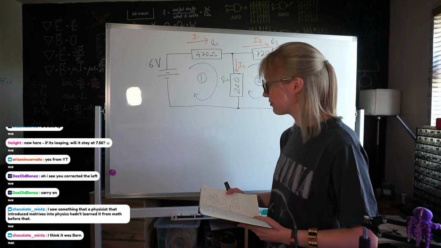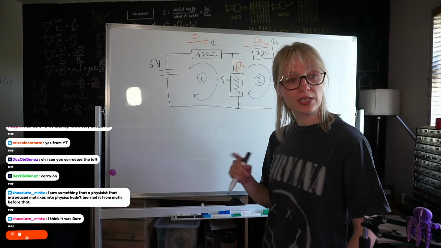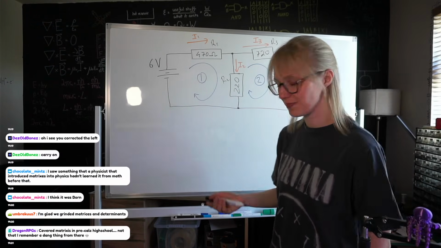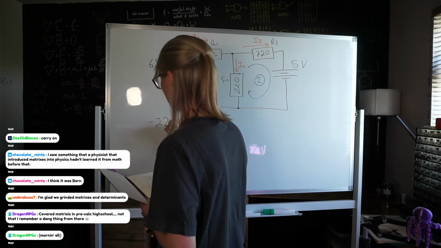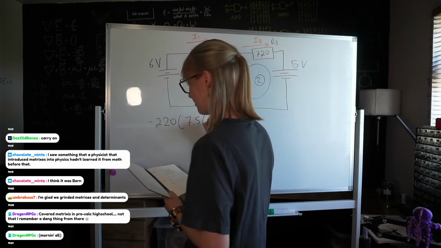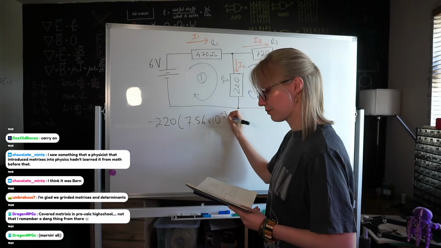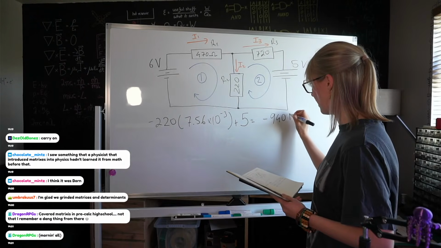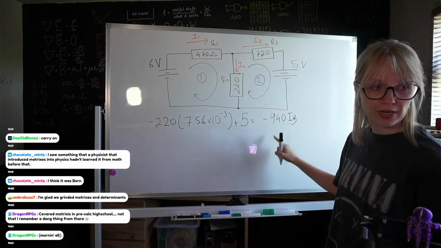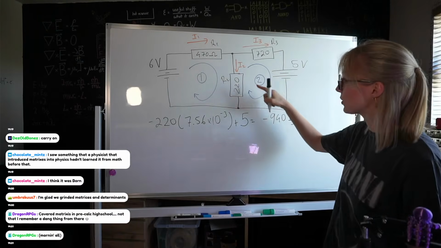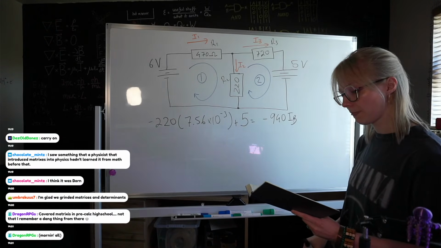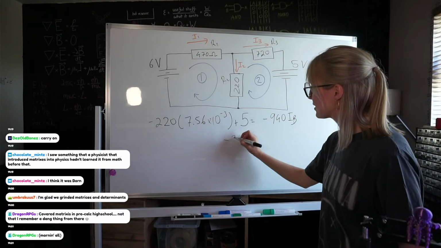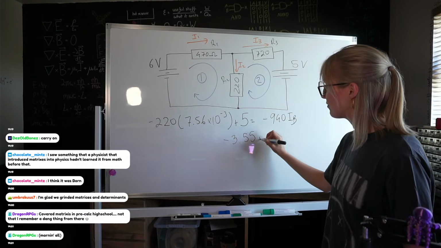It wasn't that beneficial. All right, so what we're going to do is grab that loop 2 equation and sub in the current for IA. Why not? We have it. So that becomes minus 220 times 7.56 milliamps, which is 10 to the minus 3, plus 5 equals minus 940 IB. I've also rearranged the equation because we're looking for IB. What is the loop current in this situation? We're going to multiply it out, add 5 to it. We should get minus 3.55 milliamps.